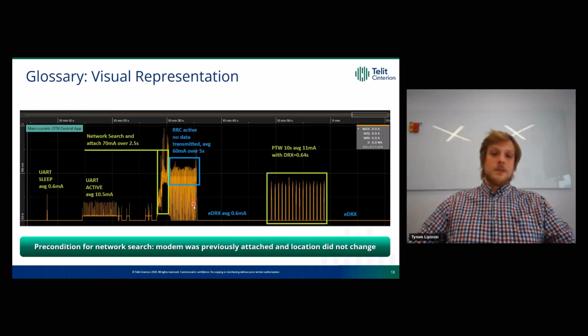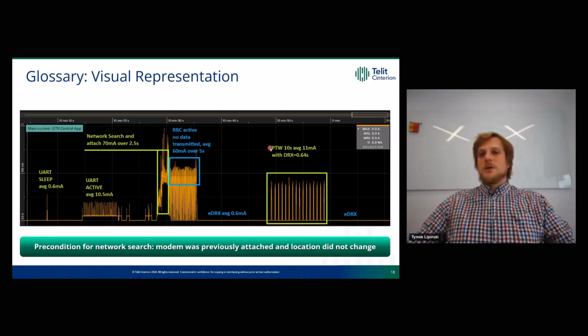When it's finished, the network releases the RRC connection, it becomes inactive, and the modem goes straight into eDRX cycle, consuming roughly 0.6 milliamps. When the eDRX cycle finishes, we go into the paging time window, during which we have the DRX intervals of listening to paging. So the modem goes, is there anything for me? Is there anything for me? Is there anything for me? And it goes on for 10 seconds. 10 seconds was my requested configuration.